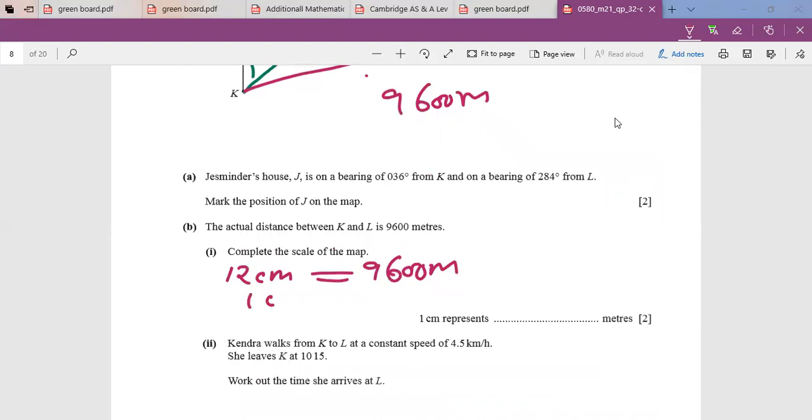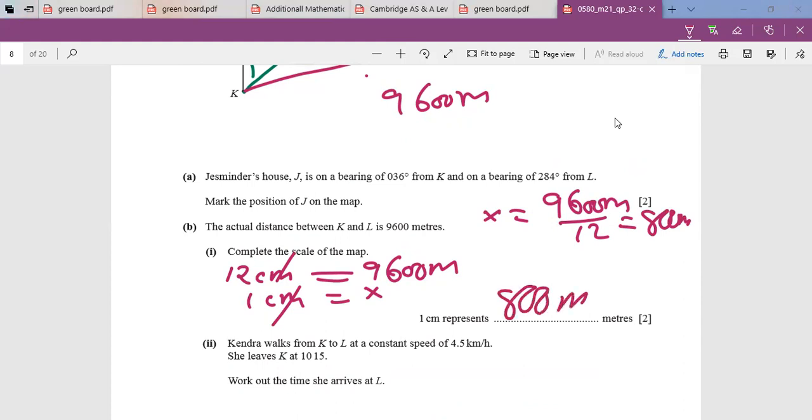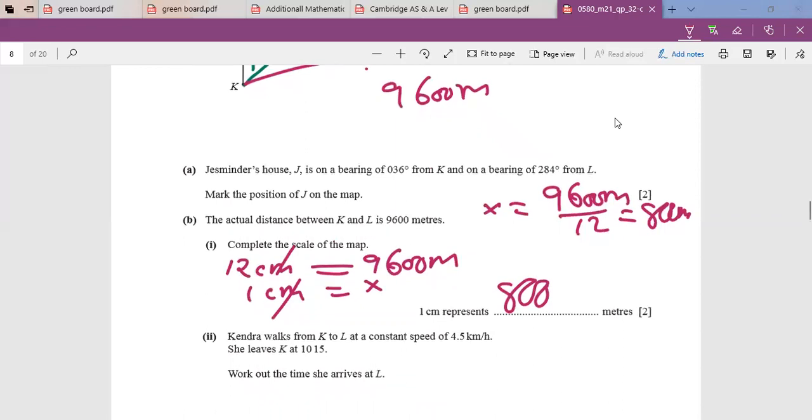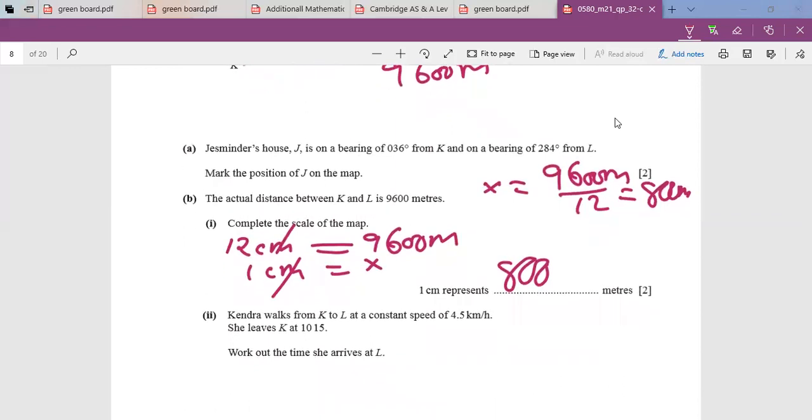How about 1 centimeter then? We can say this is equal to x, meaning that x will be 9,600 meters divided by 12. And what do we get? We are going to get 800 meters. So it means 1 centimeter represents 800 meters. Oh, we already have meters there. Okay. Kendra walks from K.